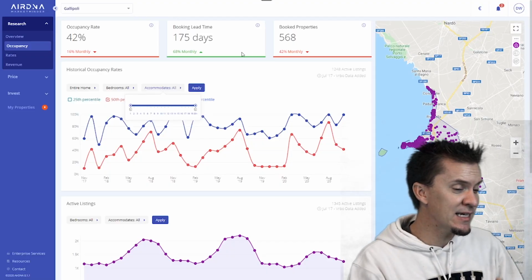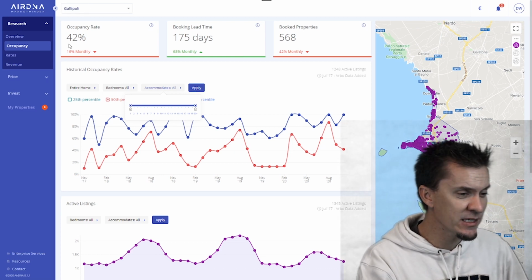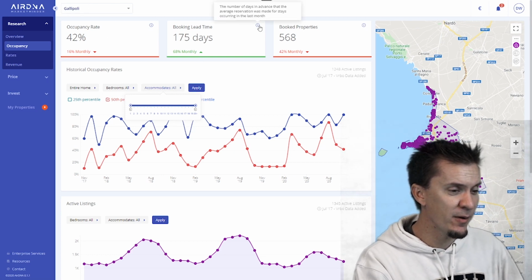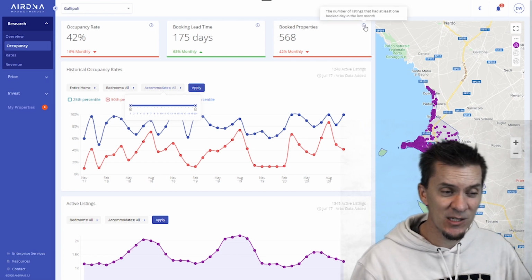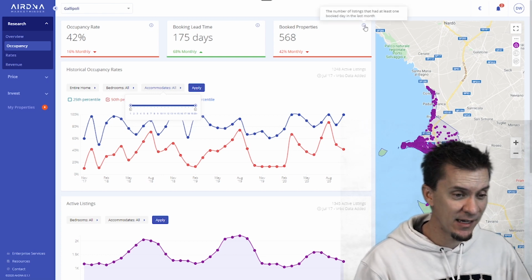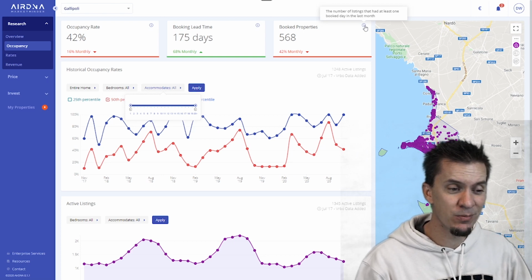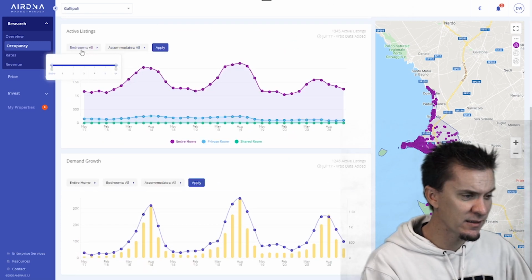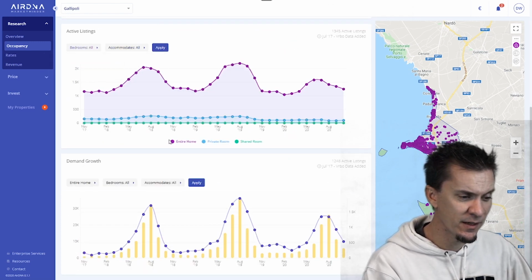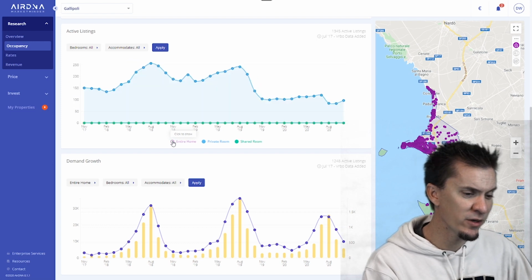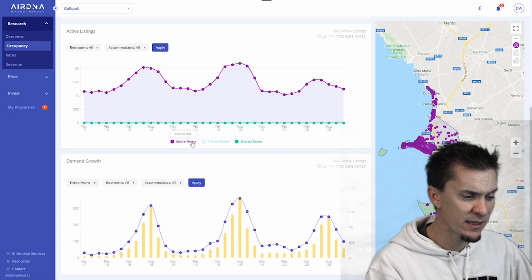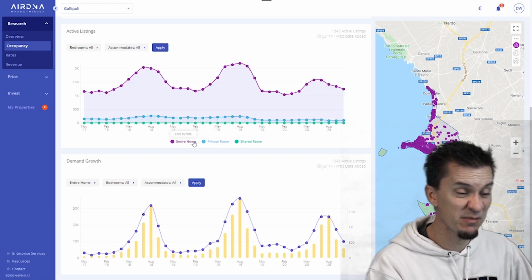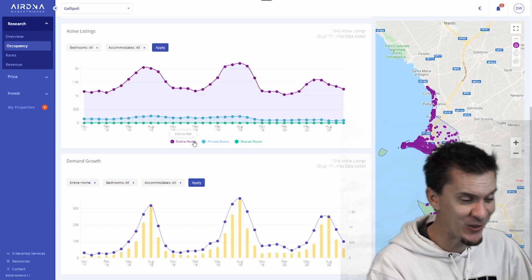We can see the booking lead time against the occupancy rate. We can see its growth from a monthly basis. We have our booked properties. These are the number of listings that had at least one book day in the last month. Okay, so 568 properties had a booking in the last month. The filter by bedroom and all that kind of stuff. You can click to show or not show, so you can see a better graph on how this private room or shared room information has been. Like literally, shared rooms are out for 2020.